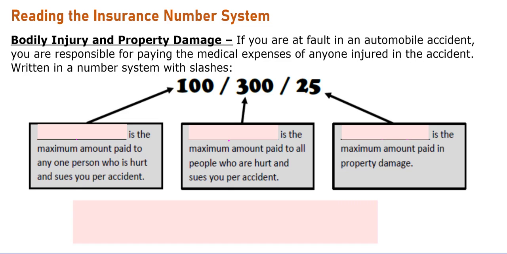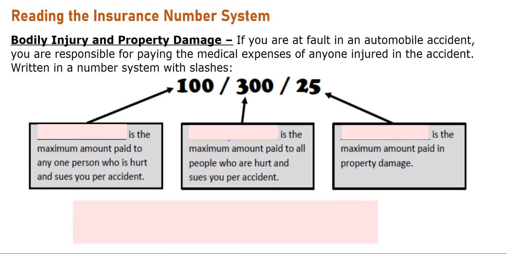In this last video for Unit 4, Learning Set 4, we're going to look at how the insurance lists the amounts that they will cover when you are involved in an automobile accident. So bodily injury and property damage are things that you are responsible for paying for, including medical expenses of anyone injured in the accident. And it's written using this number system with slashes.